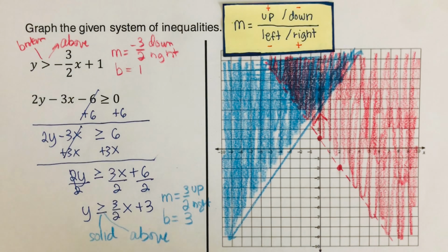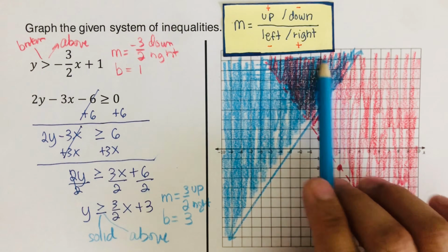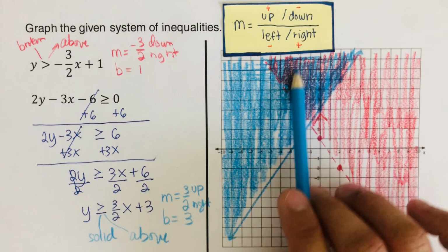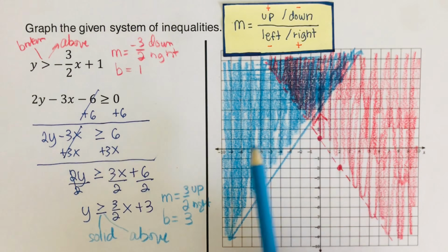This means that the intersection between this red inequality and this blue inequality right here is actually here. So this portion right here is a solution to both of these inequalities. Did you get the same answer as this?